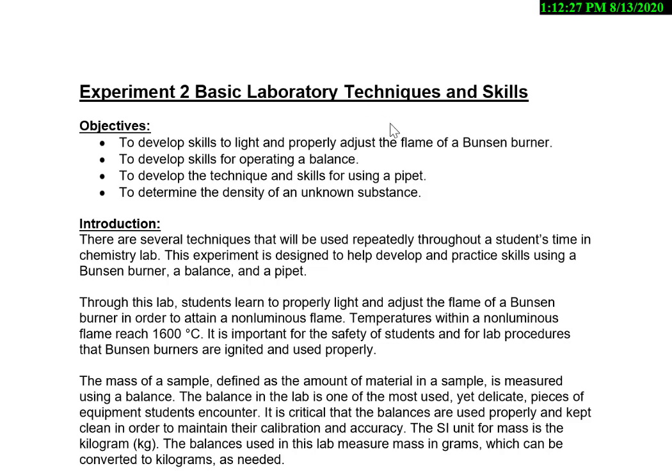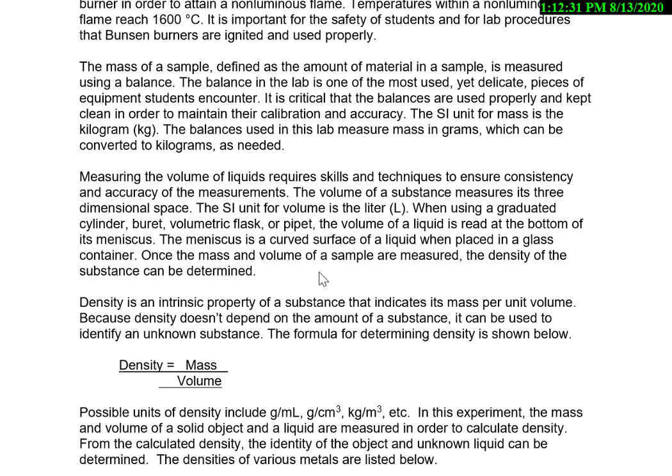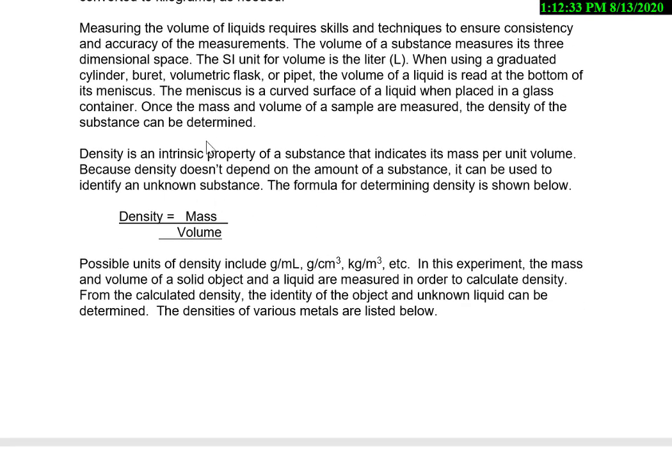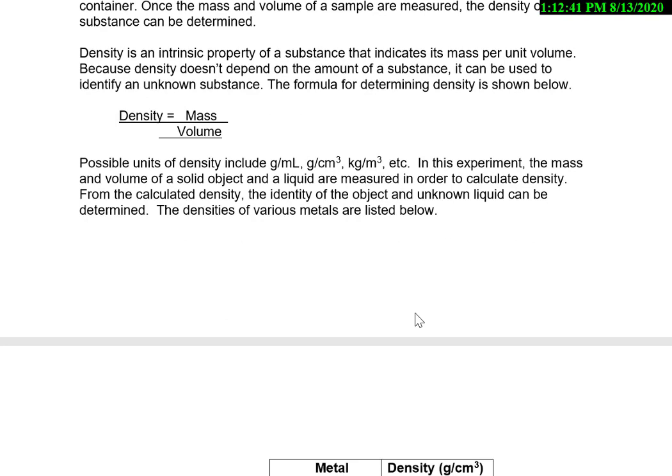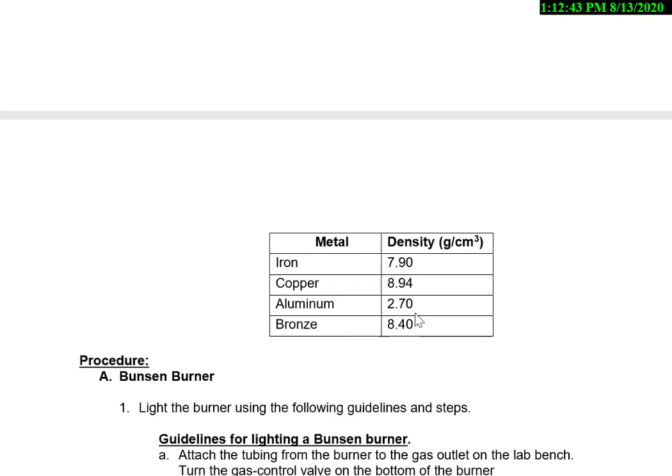Okay, here's an intro video to Experiment 2. Experiment 2 is about how to determine mass and volume using different pieces of equipment in the lab, and then using those values to calculate density of different types of substances.